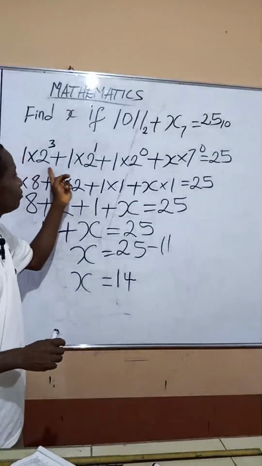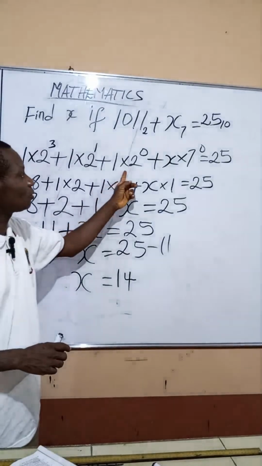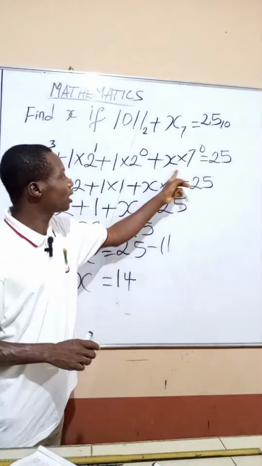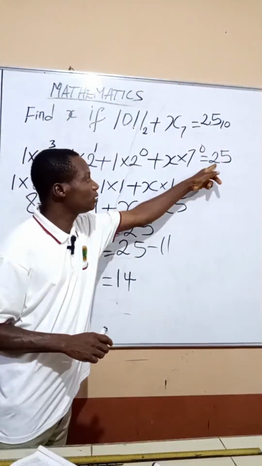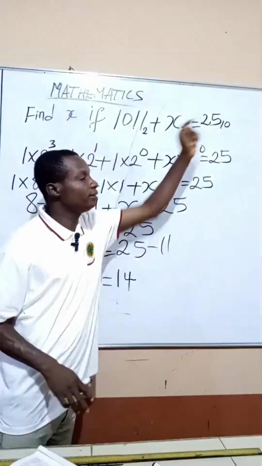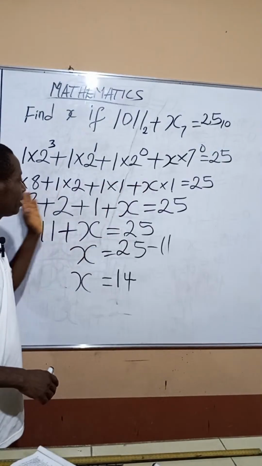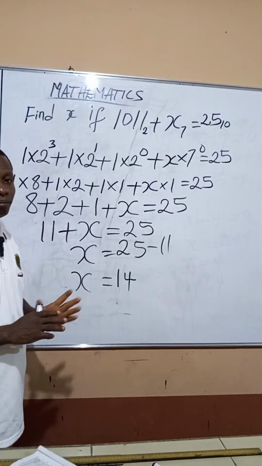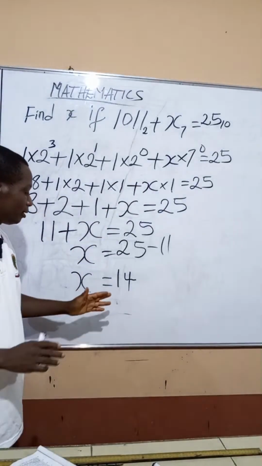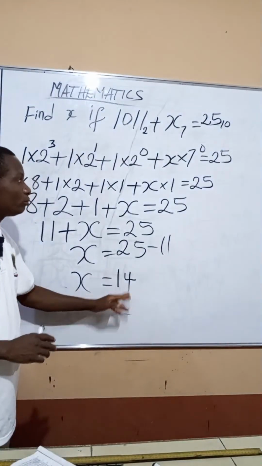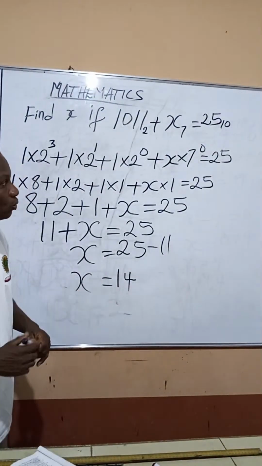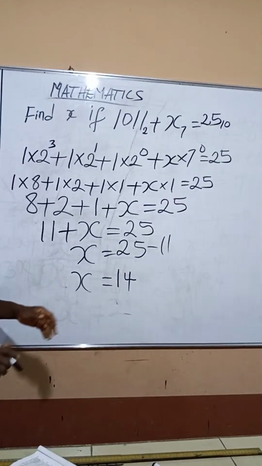By expansion, we have made this one 10, and this one 10. This one does not need to be expanded because it's already 10. Now, since they are the same, we can go ahead and simplify them in base 10. And that gives x to be 14. And that is the solution to the question.